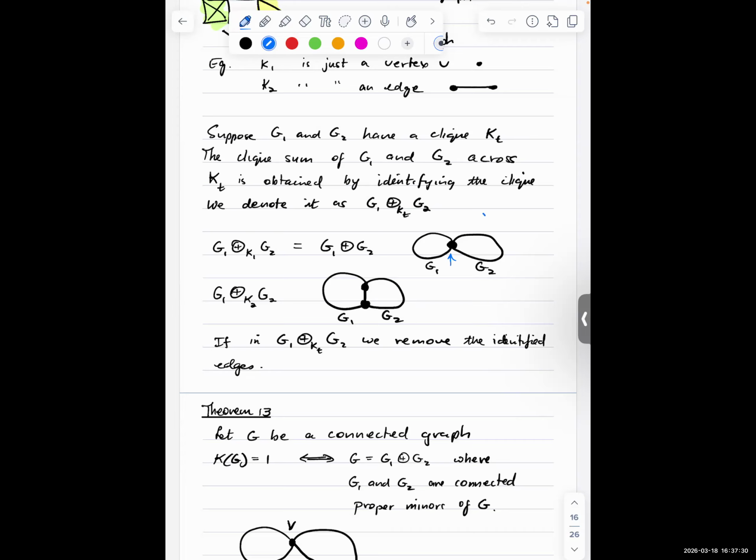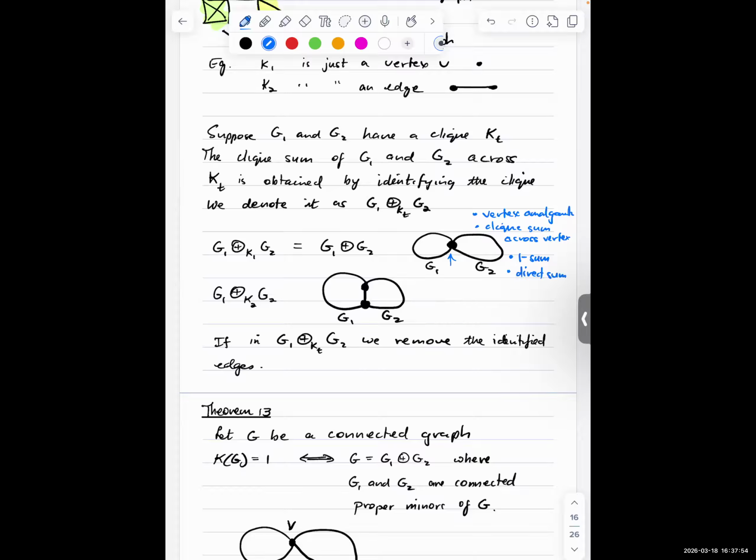So this is vertex amalgamation, if you wish, clique sum across a vertex, and also one sum, and direct sum.